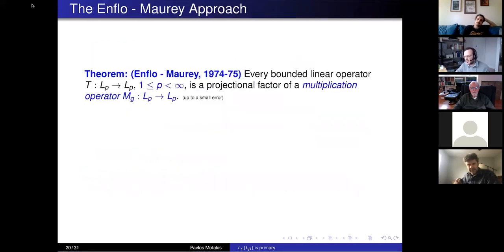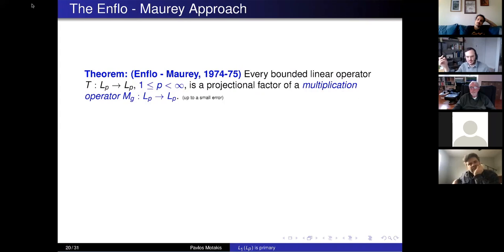So just a few comments about the other approach, the Enflo-Maurey approach, which includes both the p equals 1 case and the p finite case. What they proved is that if you start with any operator, an arbitrary operator, then this is a projectional factor of a multiplication operator. So there exists a g so that M_g sends every f to g times f, the pointwise product. And this here is, at least from some point of view, a stronger result than the previous one with the Haar multipliers, because maybe you understand pointwise multipliers better.